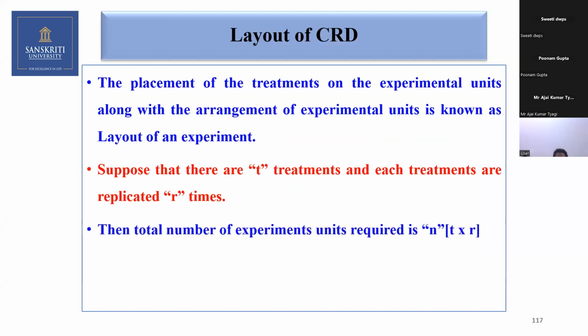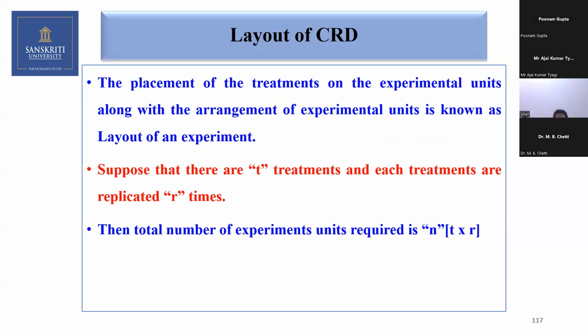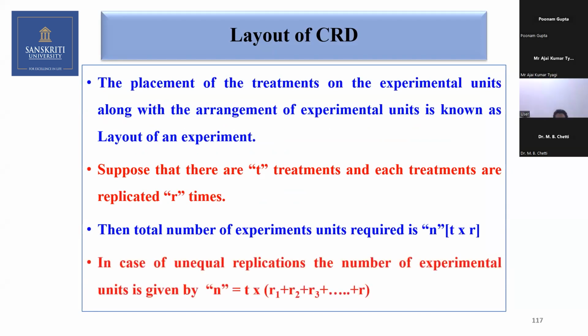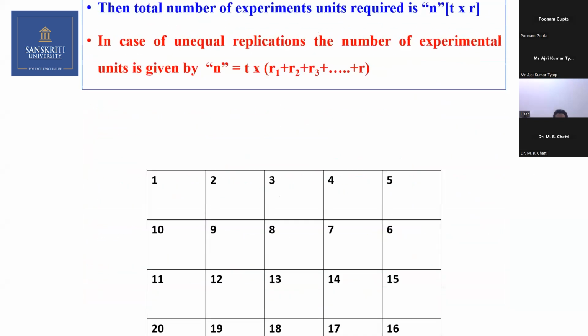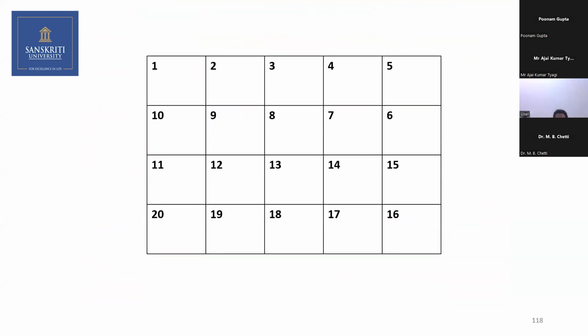How to do that? We need to have a total of T into R experimental plots or experimental units, 30, let us see. So this is T into R, R1, R2, like that. In this case, you can see there are 20 units: 1, 2, 3, 4, 5, 6, 7, 8, 9, 10. It could be students, it could be anything. Plots. Then 11, 12, 13, 14, 15, 16, 17, 18.